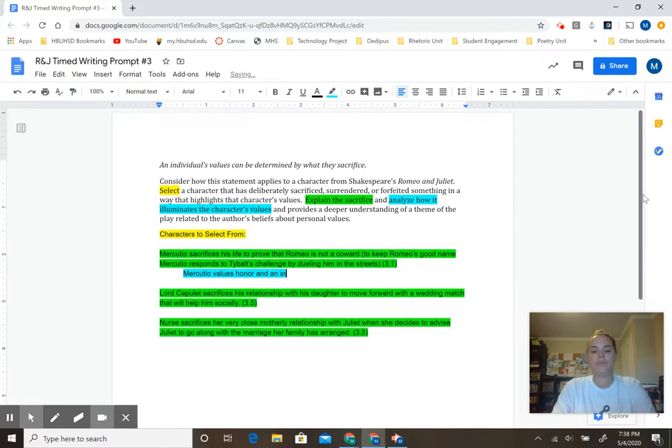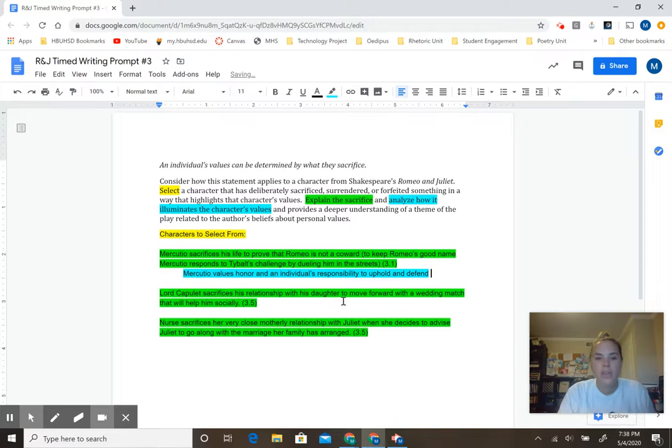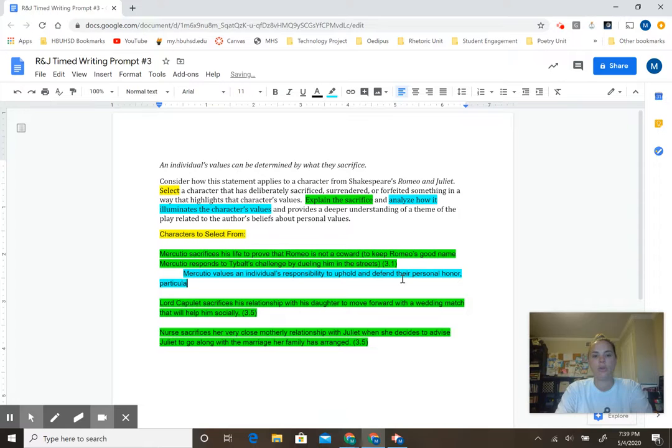an individual's responsibility to uphold and defend their family's honor. I don't know. Is it no? Because you know what? I'm gonna take that back because I do not think it's the family's honor. I think it's personal value. So Mercutio values an individual's responsibility to uphold and defend their personal honor, particularly in public.